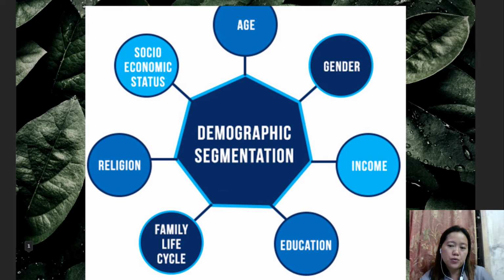Income, if you have a low or high salary, for example, as a teacher, what is your basic salary? Oh, that is your income. Education, if you're a college graduate or at college level. Family background, religion, if you're a Roman Catholic or a Protestant, born again Christian. Then socioeconomic status, if you belong to the middle class or to a well-off family. So this demographic diversity clearly shows one of the causes of individual differences.